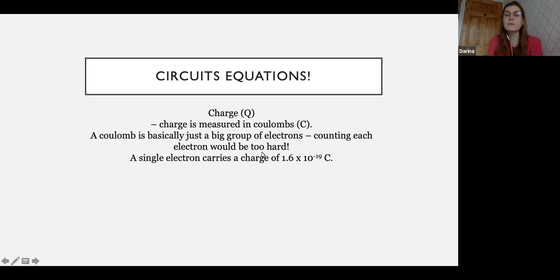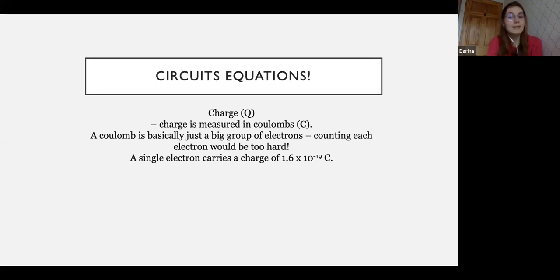So that's what charge is. Just imagine it as a big blob of electrons which have a particular charge. Remember, charge is a property that electrons have, so they have negative charge, whereas protons, for example, have positive charge. So this is just a unit that humans have used for their own convenience to measure charge. Right, let's go over to the next one.